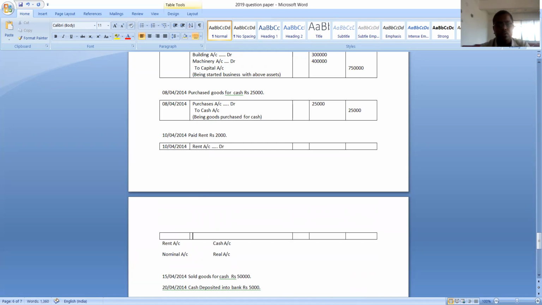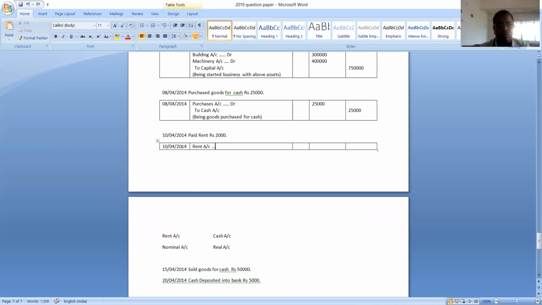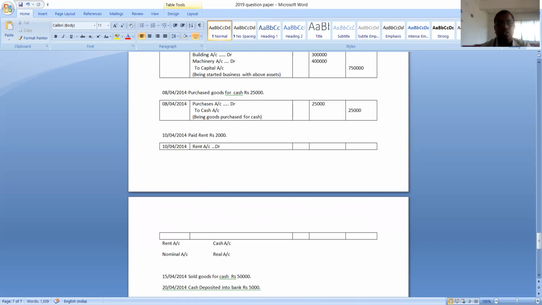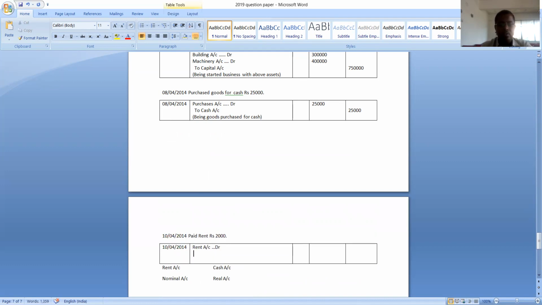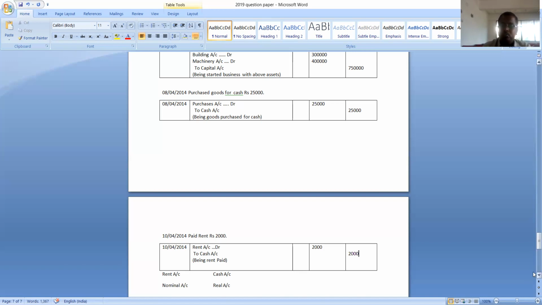Debit all expenses and losses is the rule of which account? It is the rule of nominal account. Okay, so rent account debit, to which account? To cash account. What is the narration now? Narration is being rent paid. What is the amount? How much rent is paid? 2000 rupees. Let us move to the next transaction.